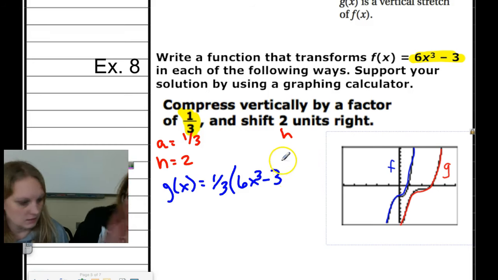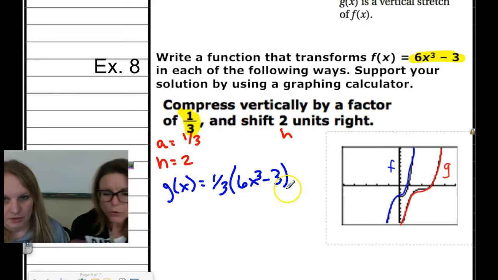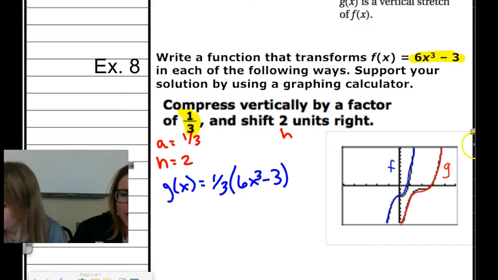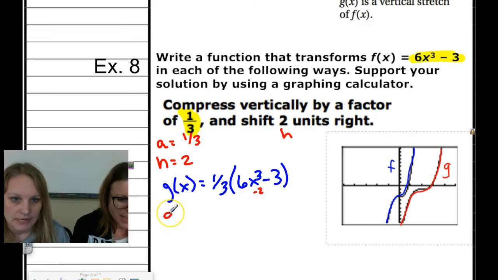Close the parentheses. Now remember, when you have a horizontal move, right or left, you're going to substitute inside the x value. So it's going to come in here. So you're going to plug in not x plus 2, but x minus 2.